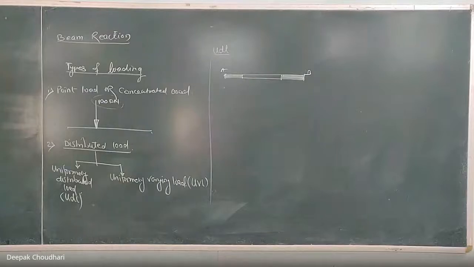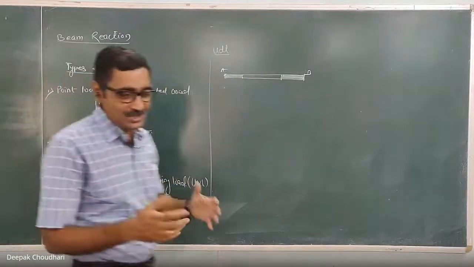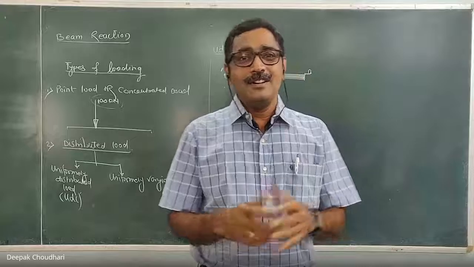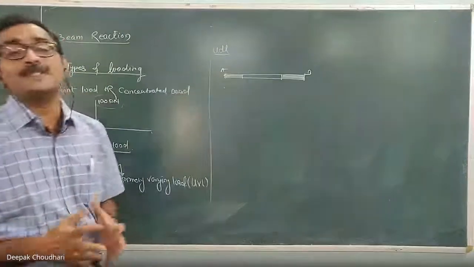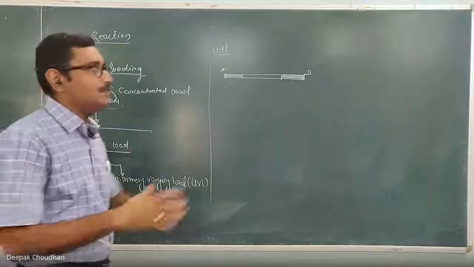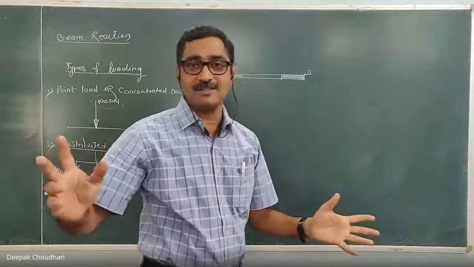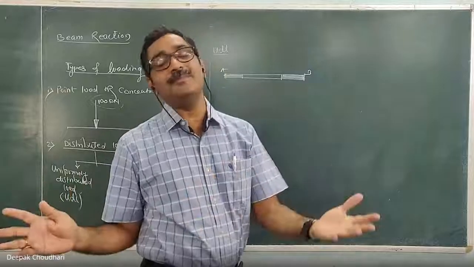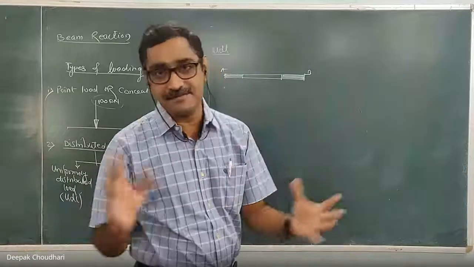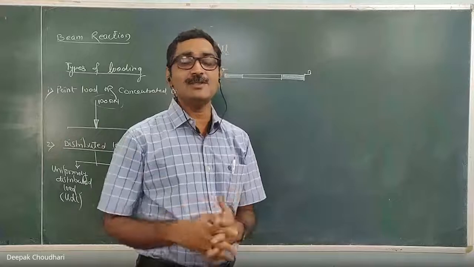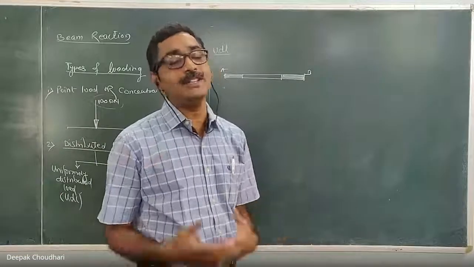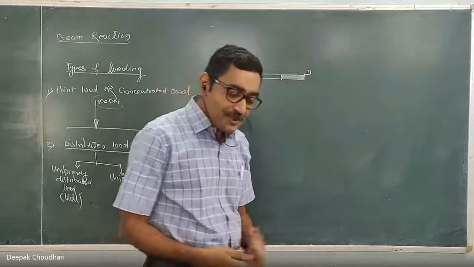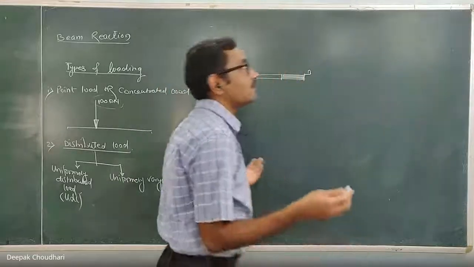So yesterday we were discussing the beam reaction. We have discussed the different types of supports which we use for the beam. A beam is a horizontal member of a structure. An analogous member in mechanical engineering is a shaft. A shaft is also supported, and to design that support, we need to calculate the support reactions. So which are the different types of supports used for the beam?